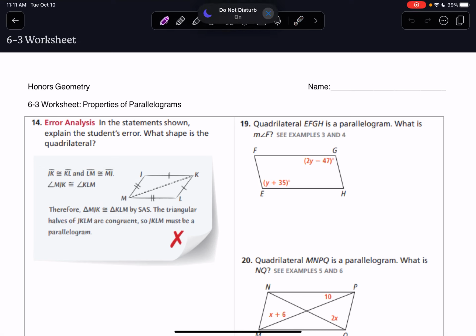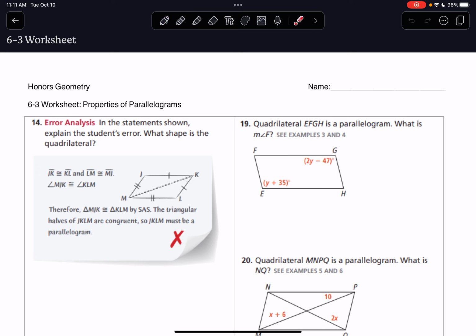All right, hi everybody. It is time for us to take a look at the 6-3 worksheet about properties of parallelograms. Starting with 14, in the statement shown, explain the student's error. What shape is the quadrilateral?